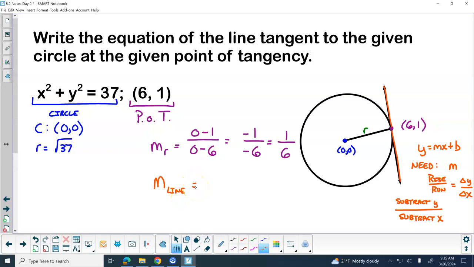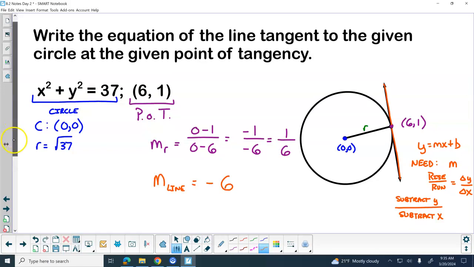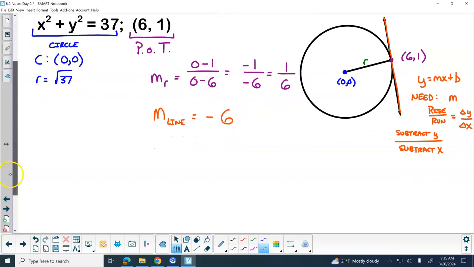Okay? If that's the slope of the radius, what is the slope of the line? No. Negative 6 over 1, because it's opposite and it's reciprocal. Okay? So the slope of my line is negative 6. So we found the slope. What else do we need to find the y equals mx plus b? We need our b, right? How are we going to go about finding the b?